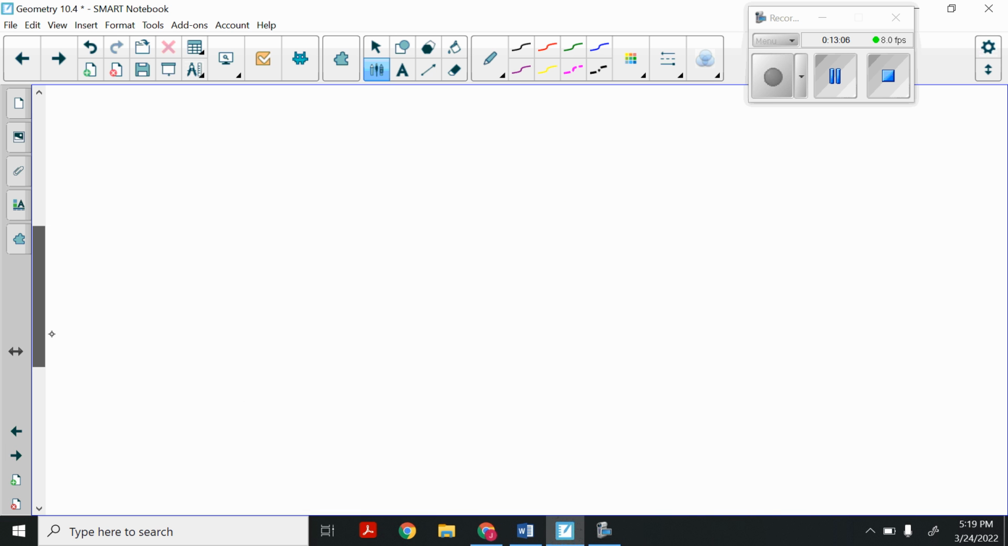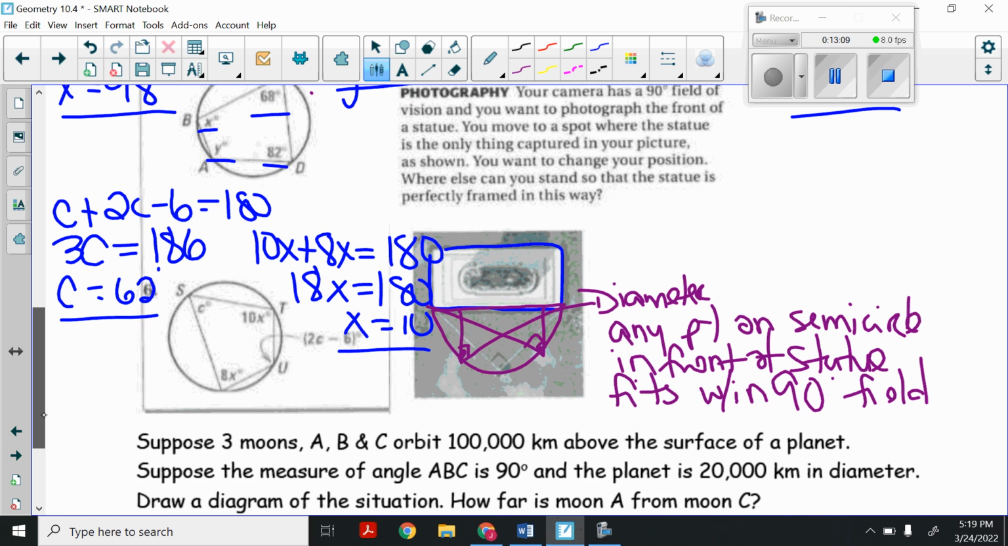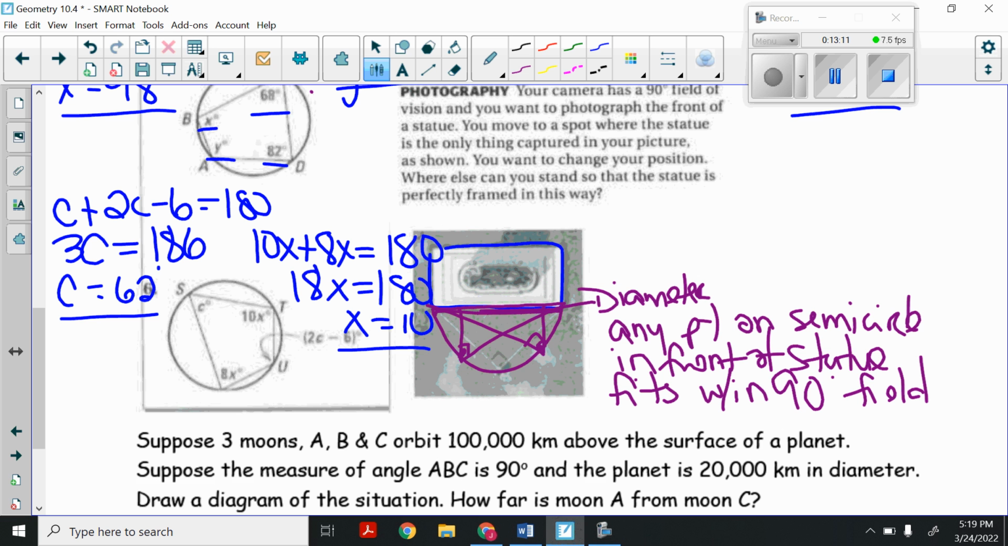So the diameter is my hypotenuse. So any right triangle I make anywhere I stand, again, as long as that diameter, so if I stood right here, that's going to be a right triangle. So any of these spots along that semicircle are going to fit into that.